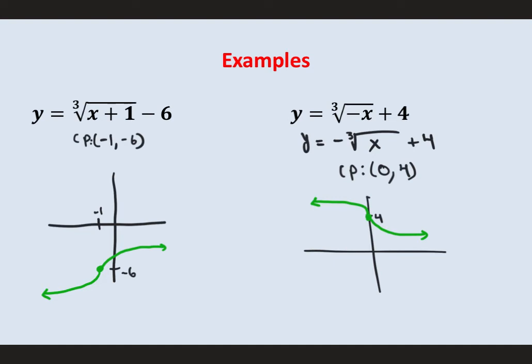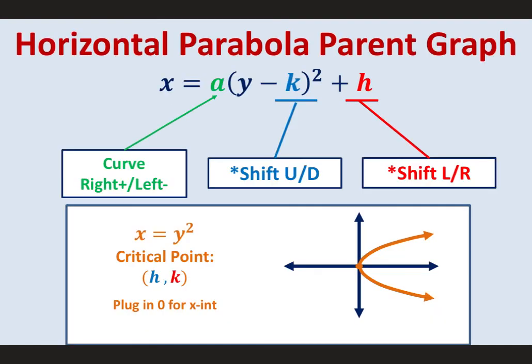Okay, we have one last parent graph to talk about for today. Our last parent graph to talk about today is a horizontal parabola. Now, take a second and look at this equation because it is very different than before. Okay, a couple things should jump out at you, right? It kind of feels like opposite day, right? Instead of a y, this says x equals. That's still in its normal spot, but then it says y minus k on the inside.